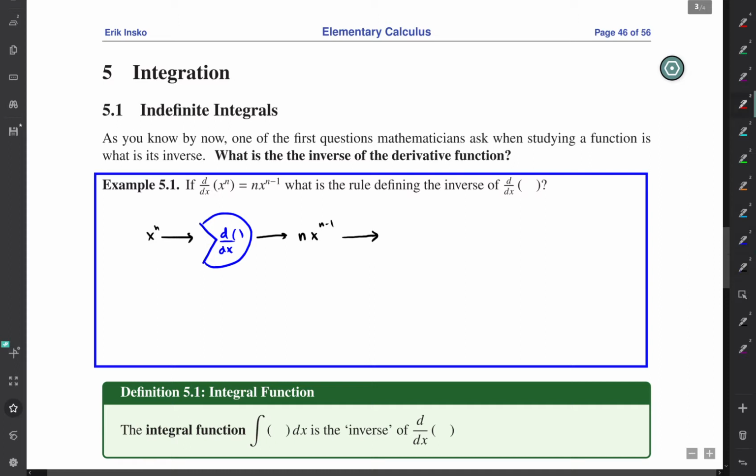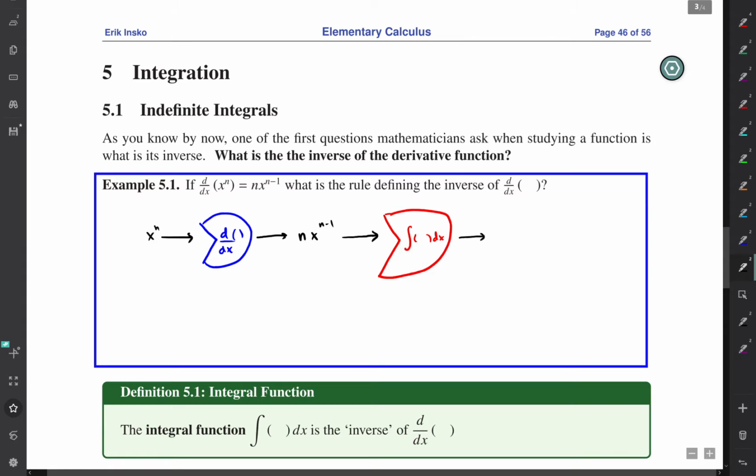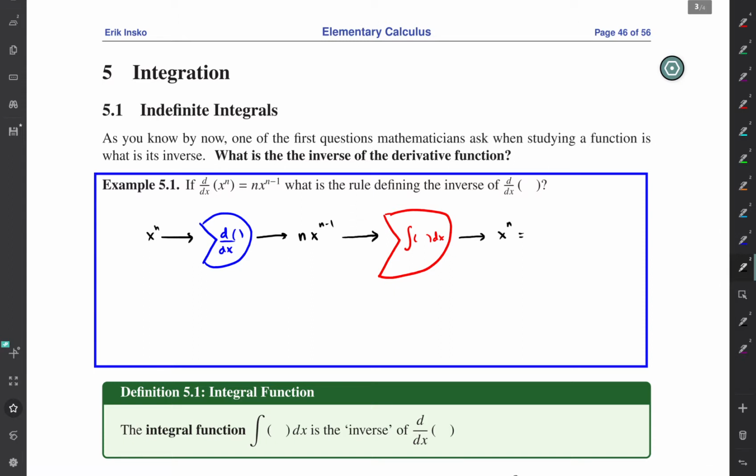And the question is, if you were going to have a function that was going to undo the derivative, which I already said we use kind of a weird notation. It's like a squiggly line and then parentheses and then dx. That means the integral with respect to x. We know that it should undo whatever the derivative did, so it should spit out x to the n, right? And so if you think about that, it took in n times x to the n minus 1, and it spit out x to the n.